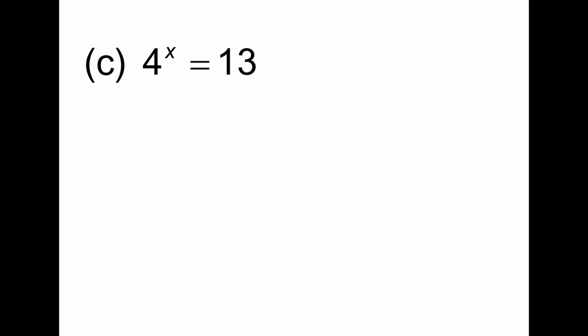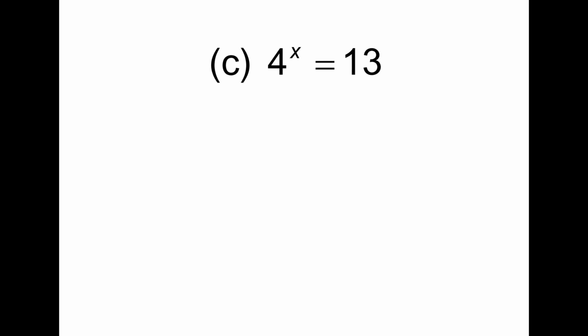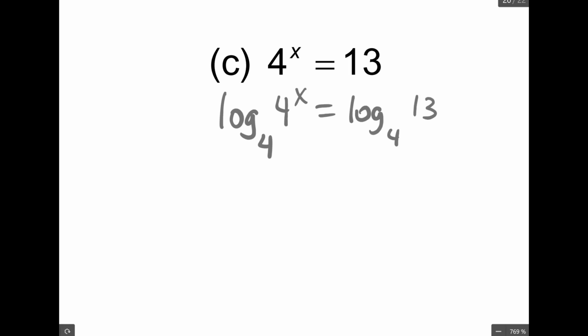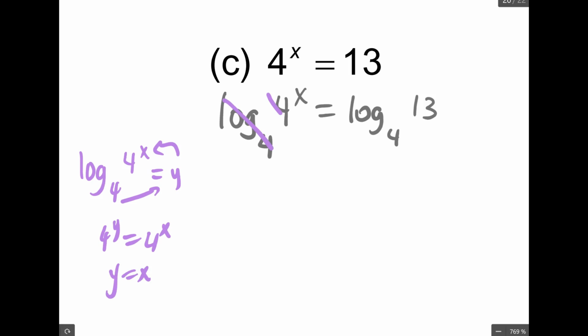Okay, now I have an issue. I can't rewrite 13 in terms of 4 to some power. I have x in the exponent. So what if I take log base 4 of both sides? So I have log base 4 of 4 to the x equals log base 4 of 13. Well, I know that log base 4 of 4 to the y is equal to y. So literally, your value is just your exponent, so that's why that cancels out. So I have x is equal to log base 4 of 13.